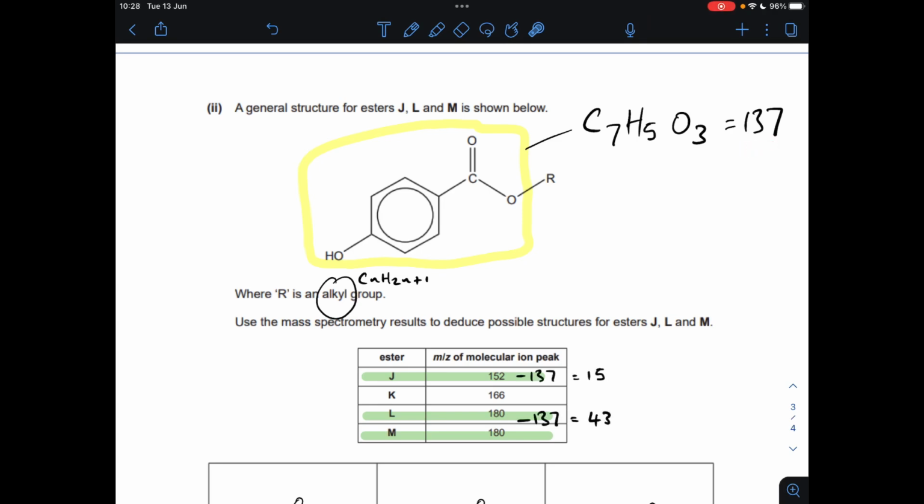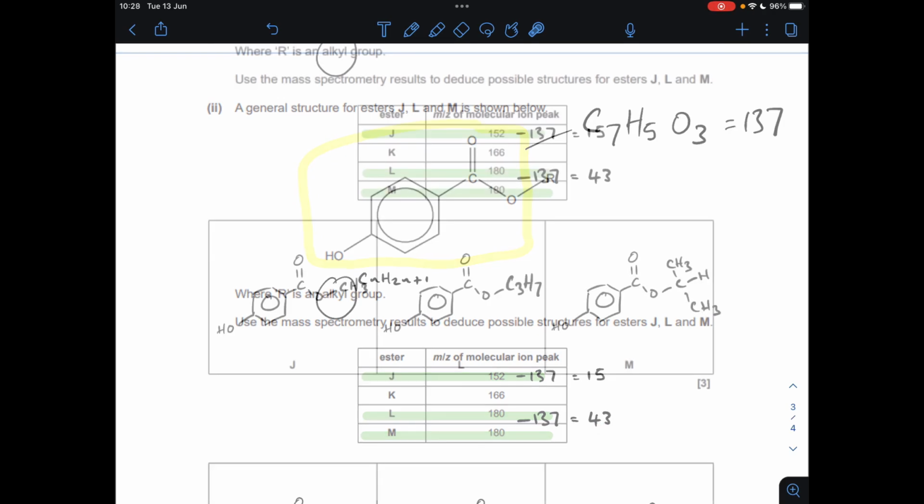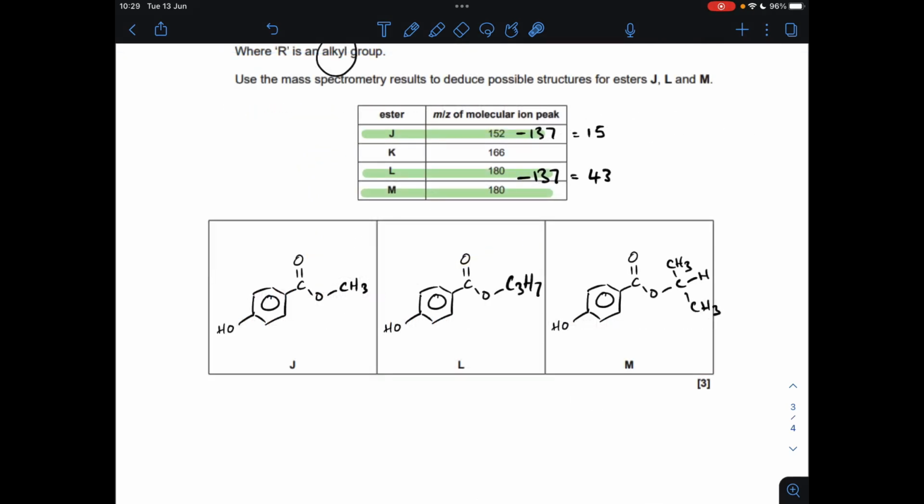So that means the R group for ester J has got an Mr of 15, and the R groups for L and M both have an Mr of 43. So there's my 3 structures there. So the R group in J is obviously this methyl group here. I've gone for L, I've gone for C3H7, so just a regular propyl group. I could have made that M, it just doesn't matter which way around these are. So propyl group there for L, and then we just need another group but still with an Mr of 43.